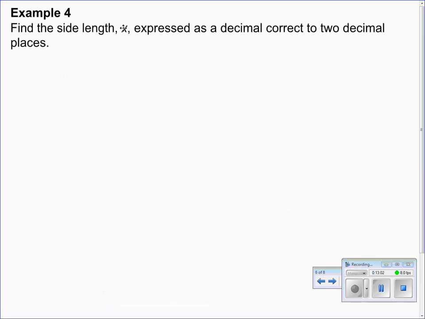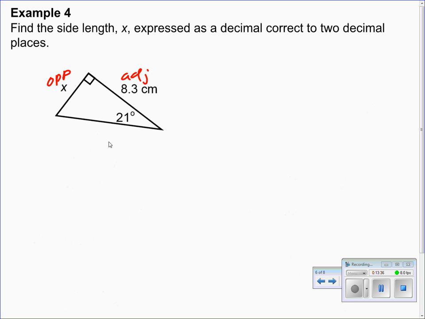All right, so for the next problem, we're asked to find the length of a side expressed as a decimal correct to 2 decimal places. So let's take a look at the first problem here. Our first problem is this triangle, right? Now, the trick is to recognize that I have an unknown side, and I have a side, and I have an angle. The moment I see that, I know I'm going to use tan because I've got 2 sides and an angle. Okay? So now, you need to label all your sides as opposite, adjacent, and hypotenuse.